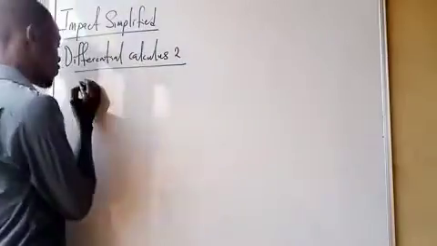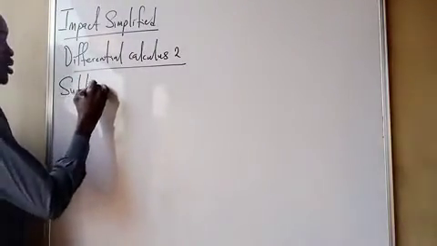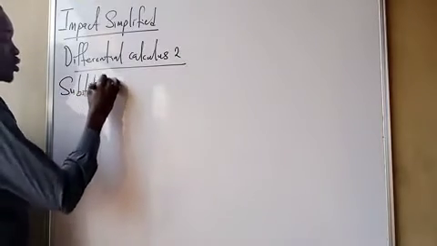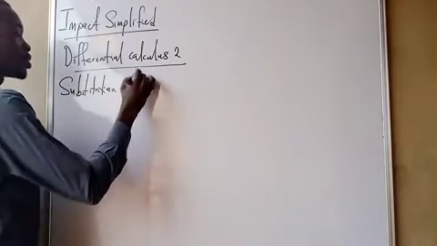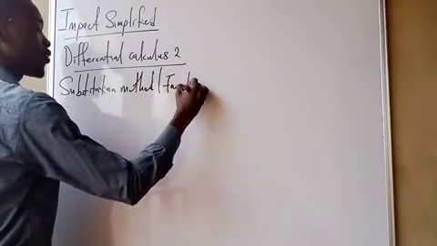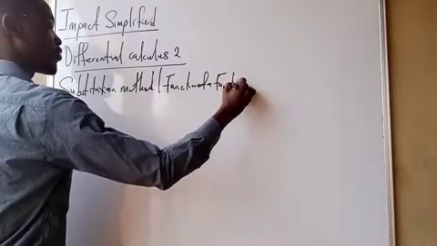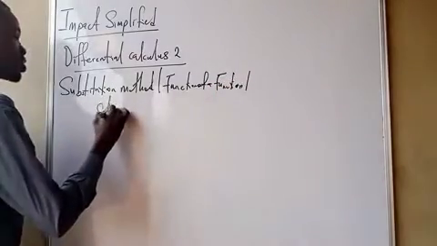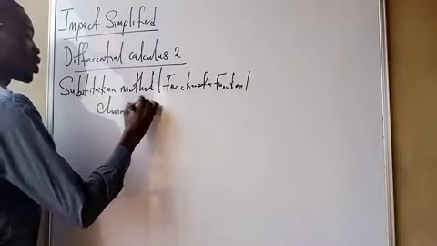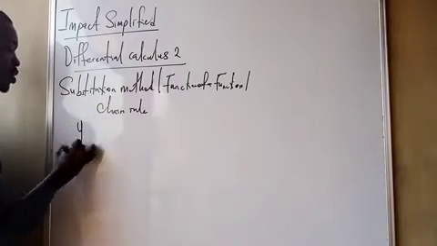To continue for today, we'll be looking at what we term the substitution method. The substitution method is still the same thing as the function of a function. Some textbooks call it the function of a function. It is still the same thing as what we term the chain rule.